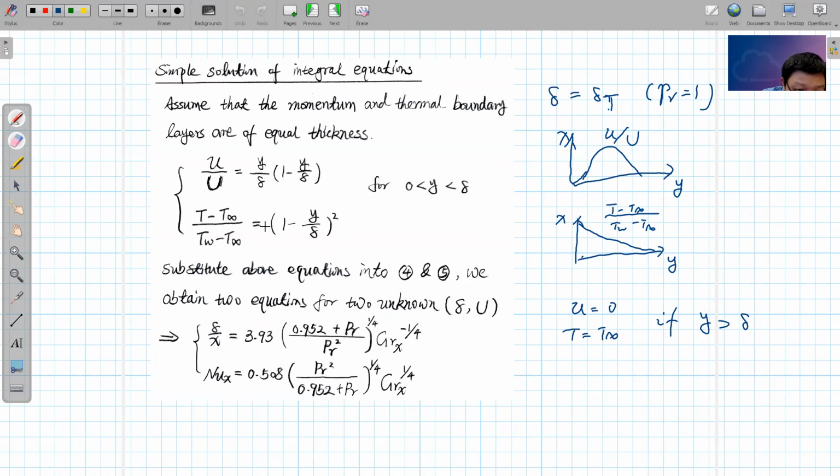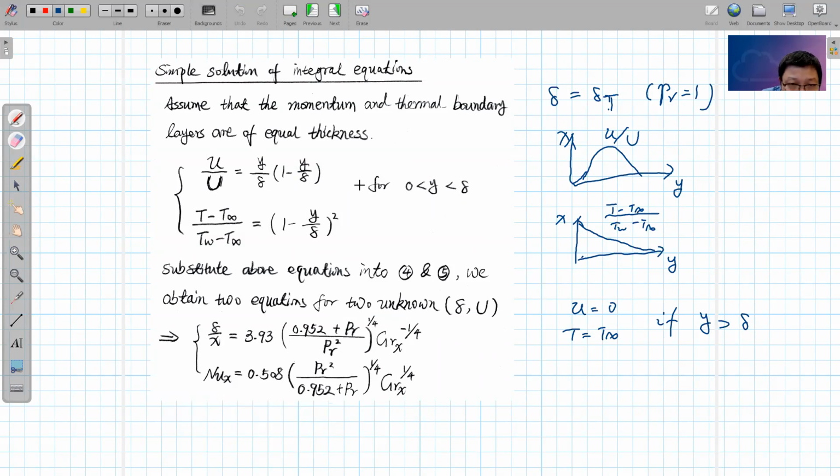After you calculate the temperature profile, you can calculate the temperature gradient at the wall, and you can calculate the heat flux, and you can calculate the Nusselt number. So the Nusselt number will also be a function of the Prandtl number and Grashof number. So this is the simpler way to solve the integral equation.